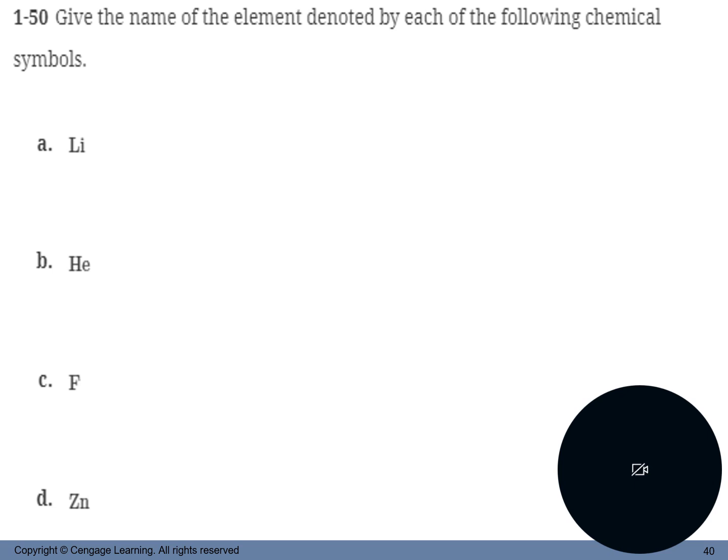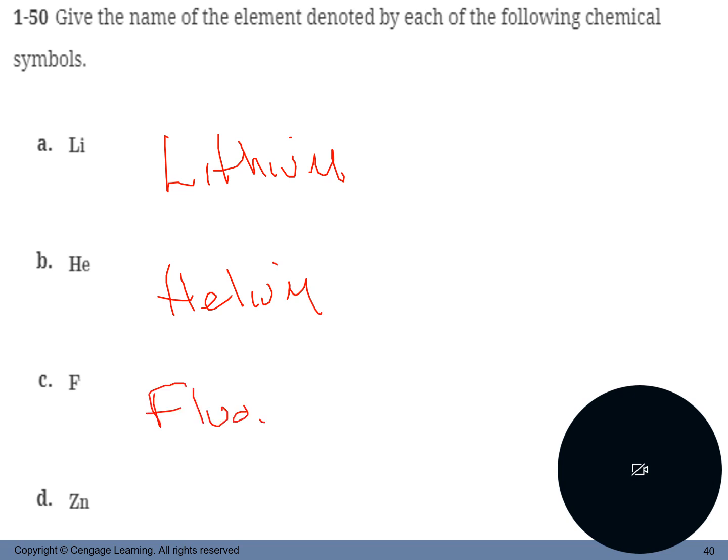Here's another learning check for us. We're going to give the name of the element denoted by each of the following chemical symbols. So Li stands for lithium, He stands for helium, F stands for fluorine, and Zn stands for zinc.